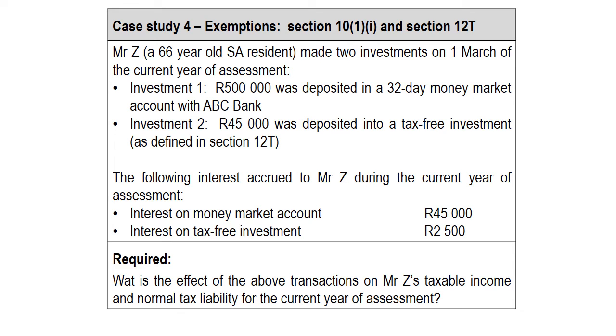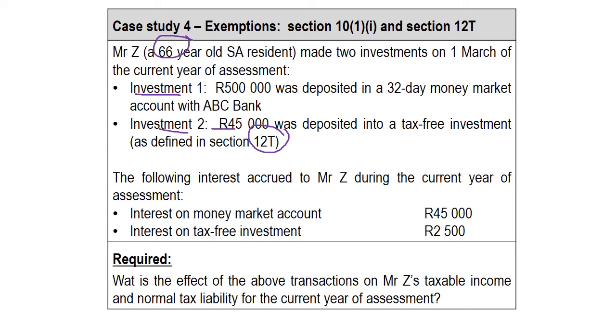Now, if I look at that information, there are 3 things that I need to look out for. The first one is this guy is a natural person and he's older than 65. That immediately should trigger that if we look at the basic interest exemption, instead of 23,800, I'm going to have to use 34,500. Then investment 1 is a regular 32-day money market account, but investment 2 is a tax-free investment in terms of Section 12T. So I have to consider the provisions of Section 12T.